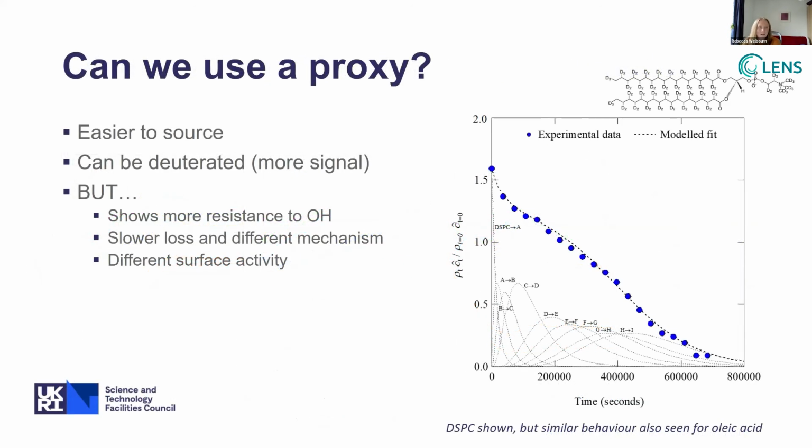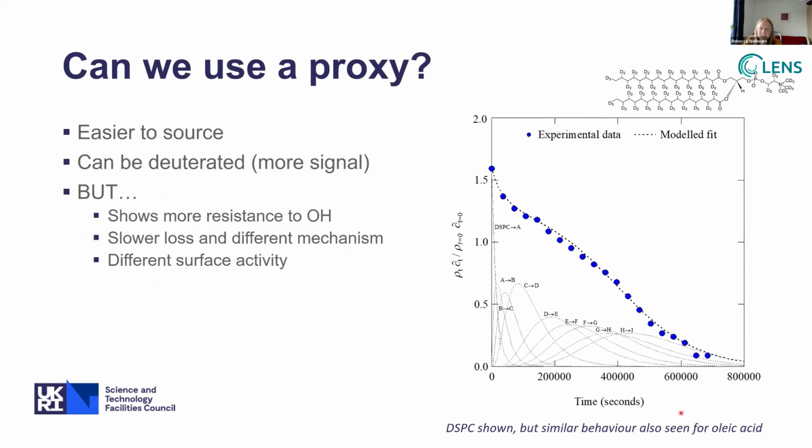Now, it's great to be able to use these real samples, but they're pretty difficult to source and they're not deuterated, so we don't have a huge amount of signal. So it would be really useful to be able to use a proxy. This shows some data from a very similar setup, but using a deuterated lipid molecule as a proxy for our aerosol material.